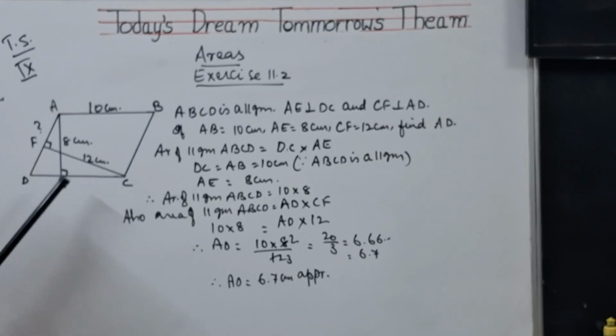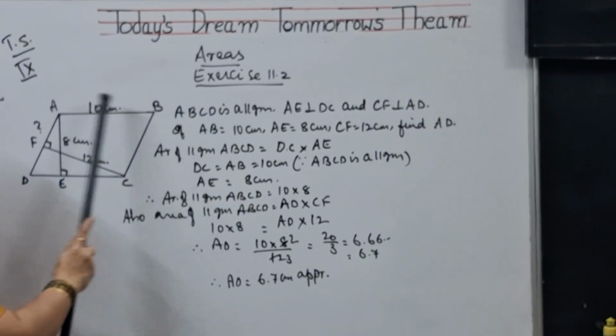See, ABCD is a parallelogram, they said. AB measure they have given. And AE is perpendicular to CD. AE is 8 centimeters. And CF is perpendicular to AD. CF is 12 centimeters. Now the question is, what is AD?